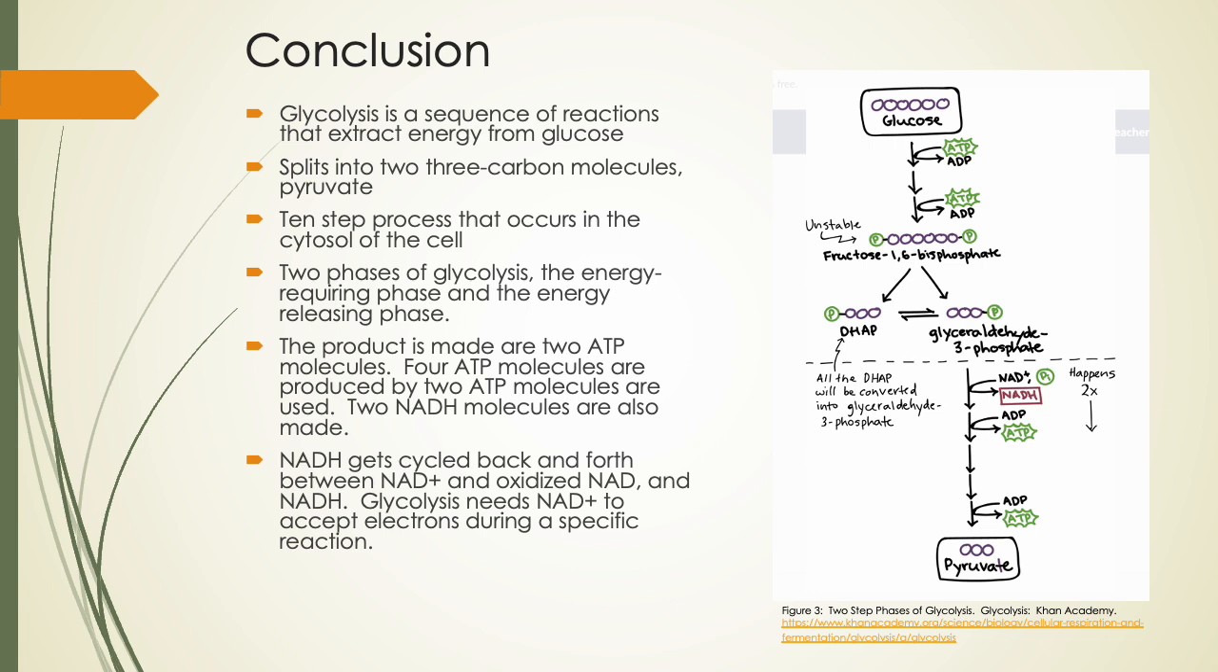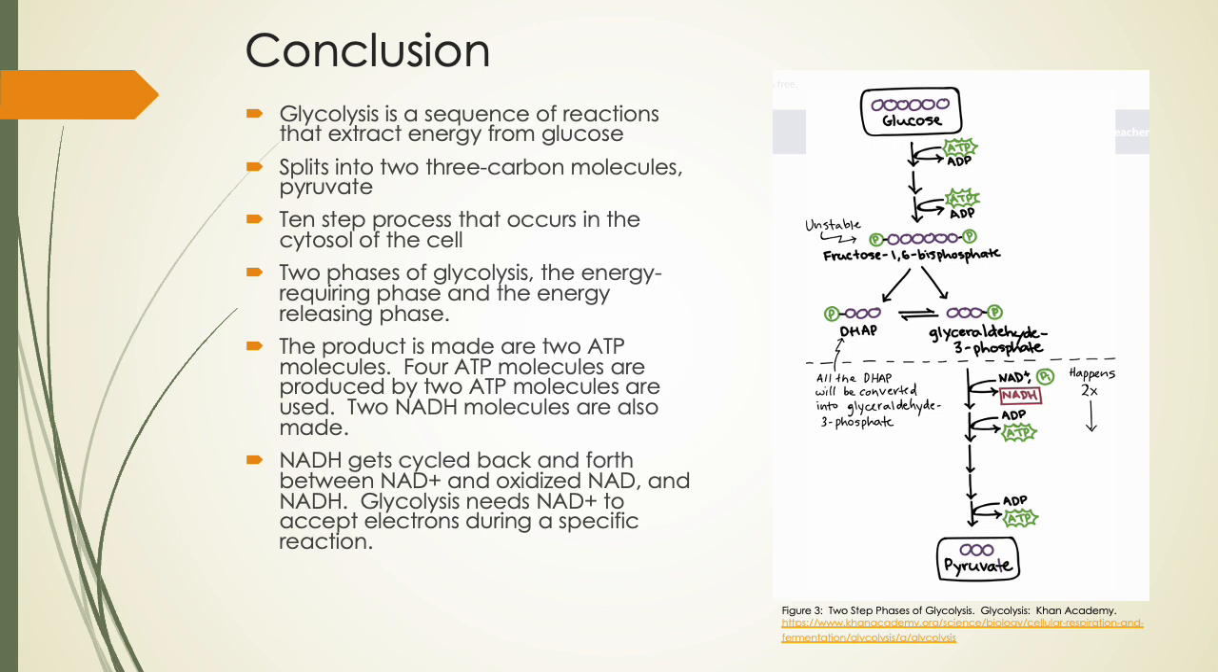In the energy releasing phase, 3-carbon sugars are converted into the 3-carbon molecule pyruvate. Two ATP molecules and an NADH molecule are made. Specific enzymes catalyze all reactions in glycolysis. The main enzyme, phosphofructokinase, speeds up or slows down glycolysis when the cell needs it.